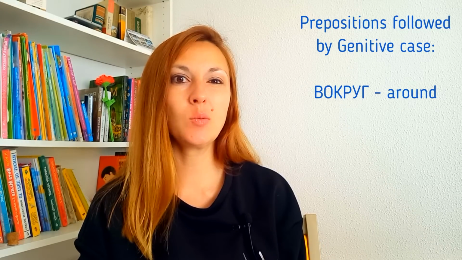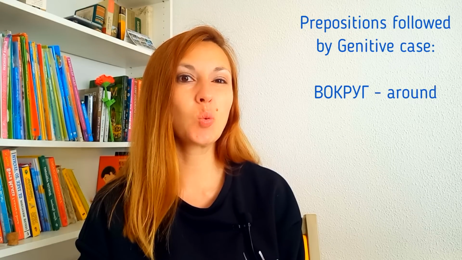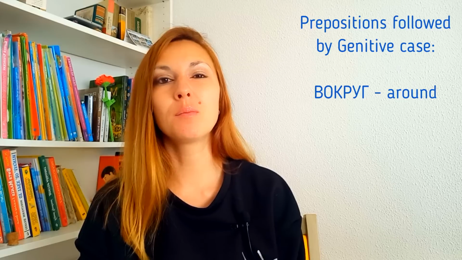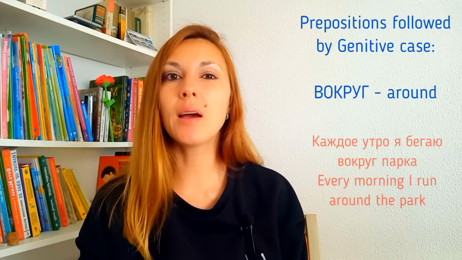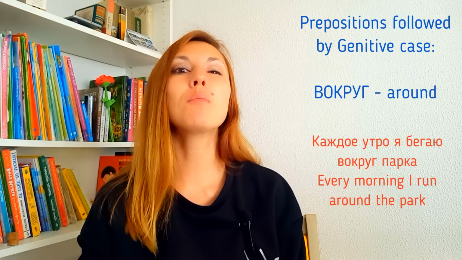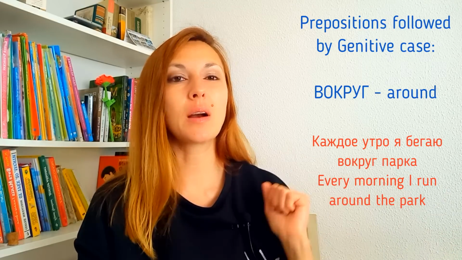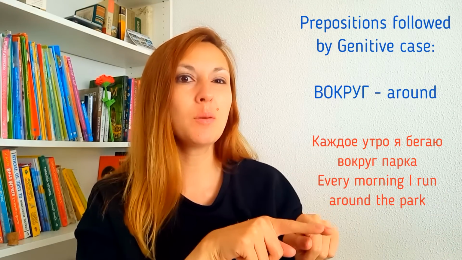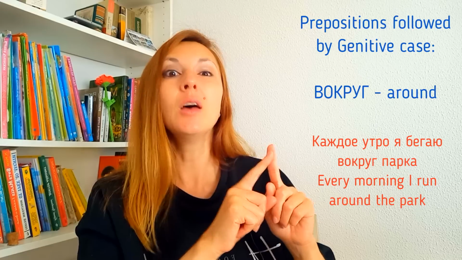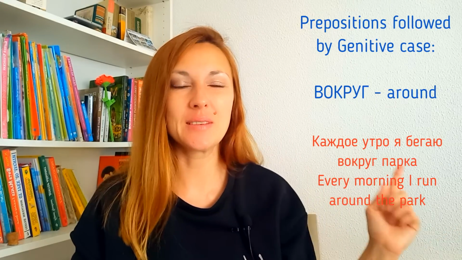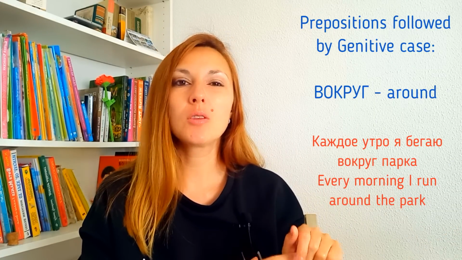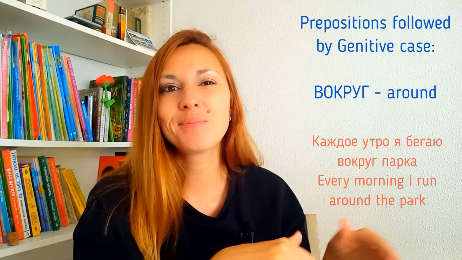Another preposition is вокруг. Now O is not stressed and we hear A. Вокруг means around. For example, каждое утро я бегаю вокруг парка. Around the park. It doesn't mean that I'm in the park, because around literally means around, when there is a perimeter.